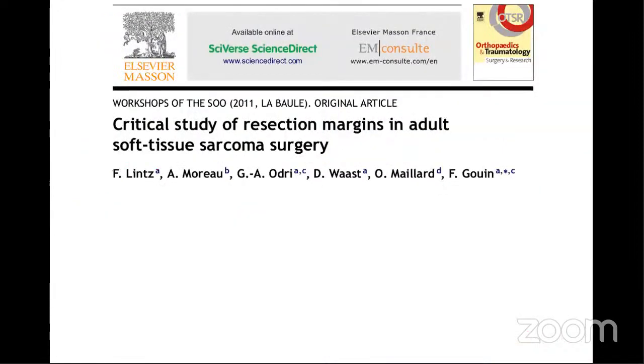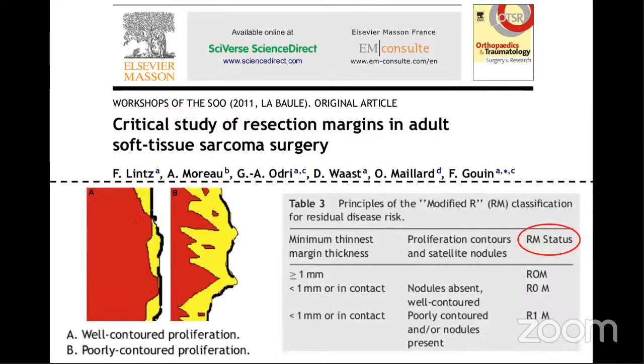Why then do we have so much variation among these so-called knowledgeable experts? And I think this paper published in 2011 shed some light on it, that it is the actual nature of the tumor that is causing this confusion between the less than 1 millimeter, greater than 1 millimeter concept. If the tumor is well contoured with no nodules, then even a less than 1 millimeter margin is R0. But if the tumor is not well contoured, has nodules, then you need more than a 1 millimeter margin.